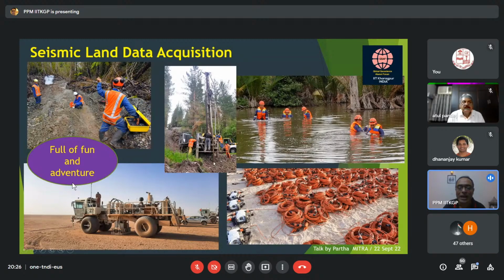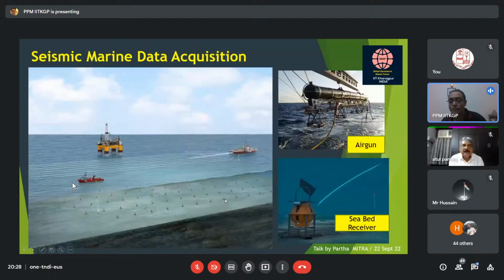Now the source, we talked about the air gun. What is this air gun? Now the modern air gun will look something like this. Now there are receivers. You see some of the receivers here on the left side of the screen. One of the receivers could be here, which can float with a streamer. There could be another kind of receiver, which will go at the sea bottom, which is called seabed acquisition. It goes to the sea bottom and positions itself.